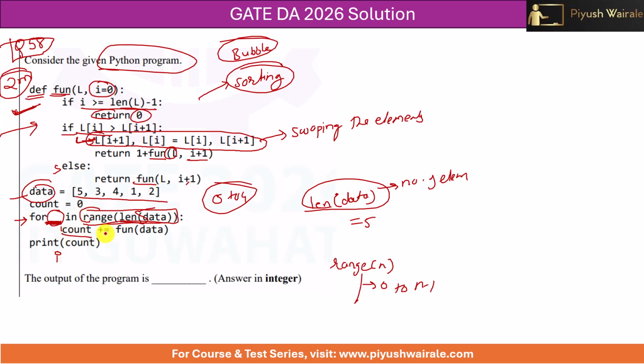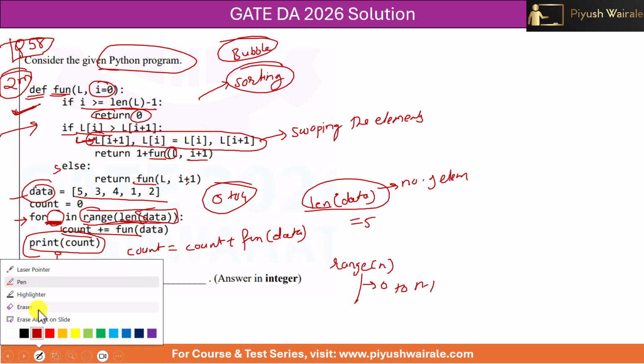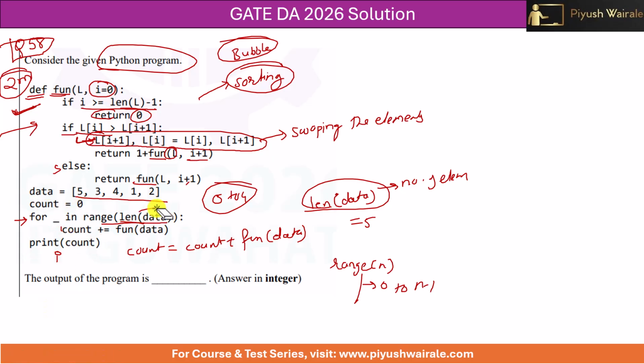Now count plus equals to fun of data. What is this? Plus equals to means count equals to count plus fun of data. And then at the last we are going to print the count. Now see what we are doing here. In the first part we are applying the sorting algorithm. But what is this count? What are we counting here?